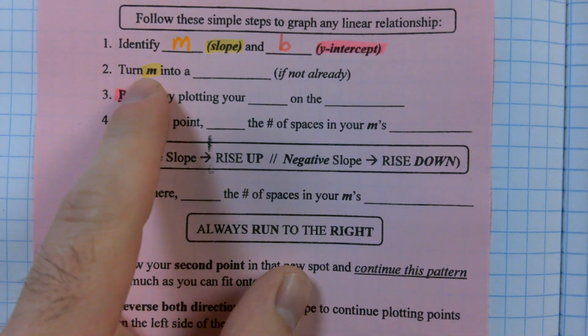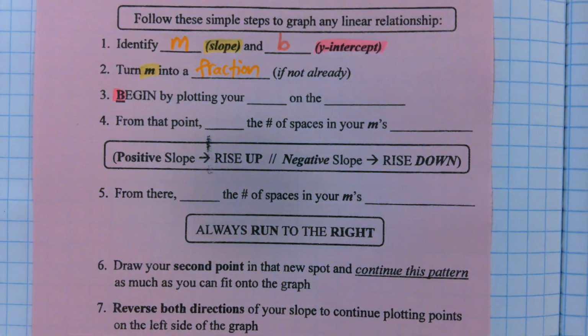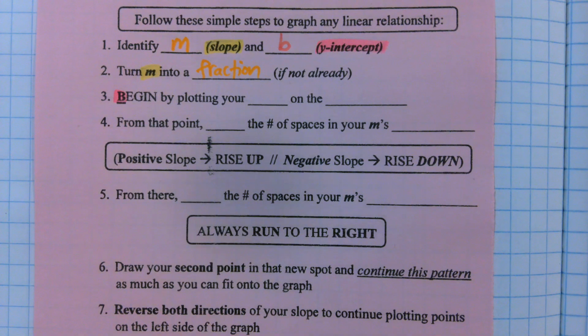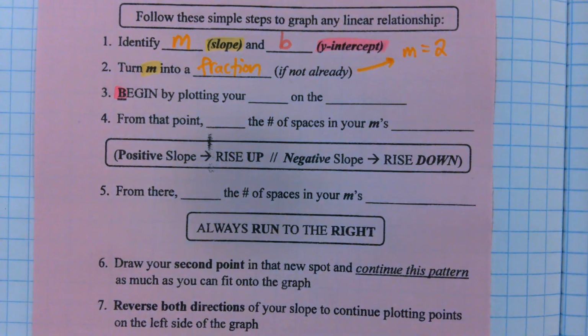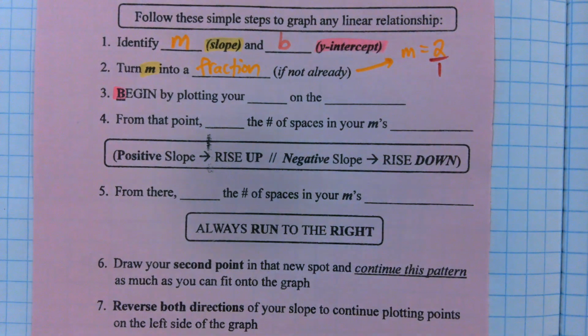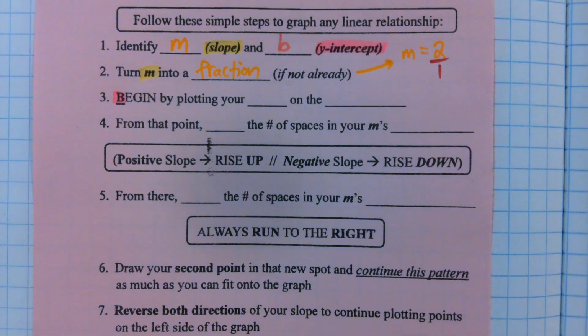Step two is we're going to turn our slope into a fraction, if it's not already a fraction. How can I do that? Well, if I had m is equal to 2, how can I turn the number 2 into a fraction? 2 over 1. Exactly. We just put it over 1. So if your slope is a whole number, like 2, 3, -7, 1, turn it into a fraction by putting it over 1. All right?